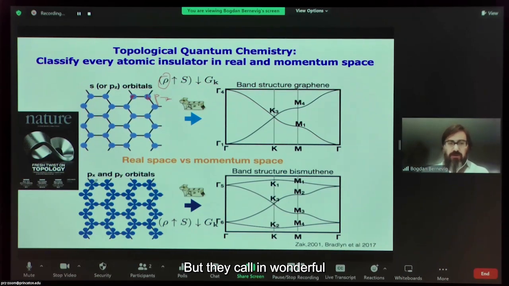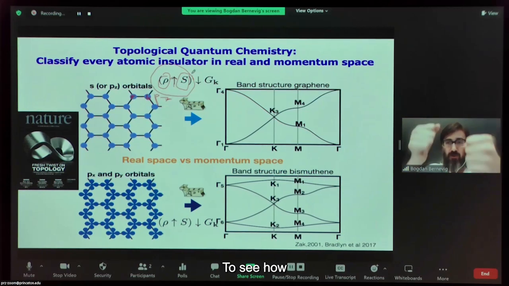In bismuth I would have Px and Py orbitals. Then you induce it into the space group. This is the entire space group. This is a large representation, which basically tells you what you did out of taking an orbital and translating it on all the lattice sites of your entire lattice. This is a huge matrix.